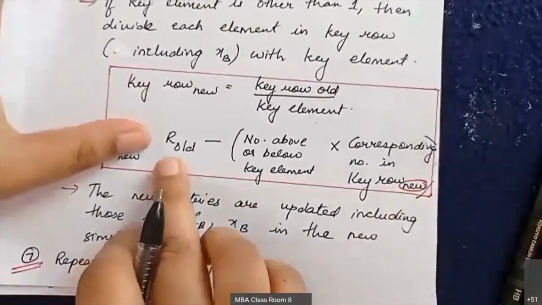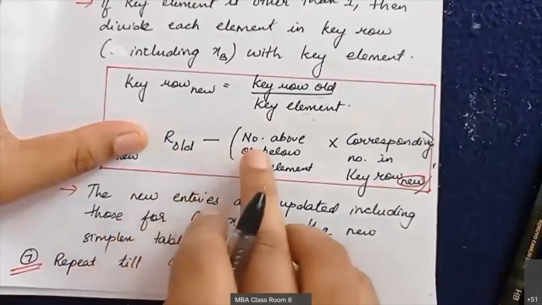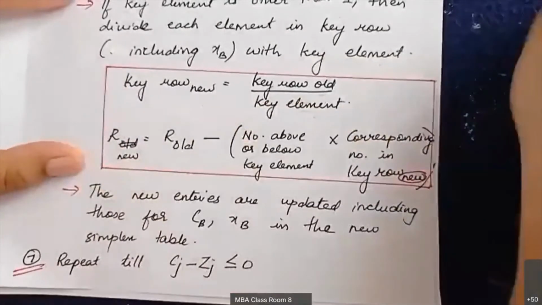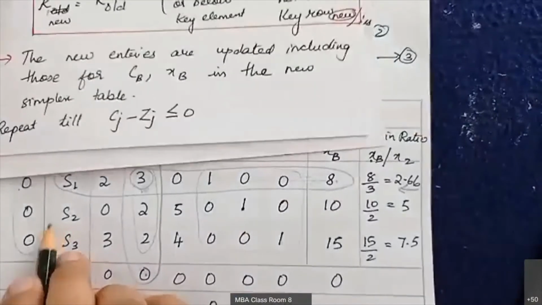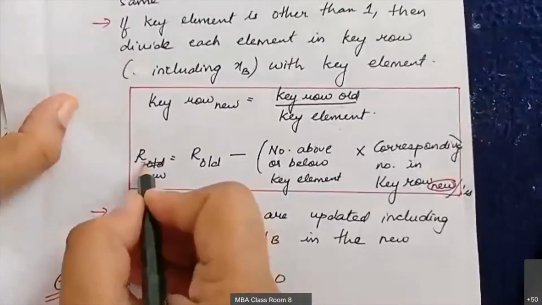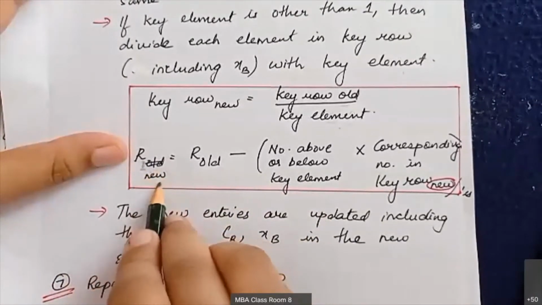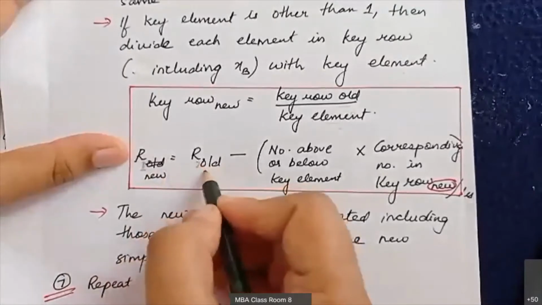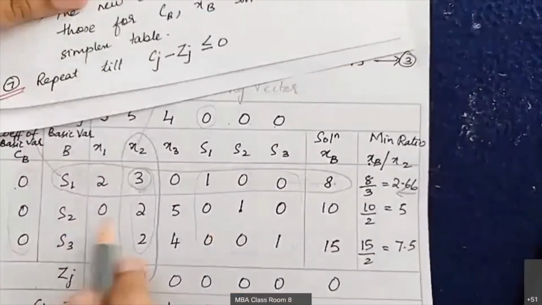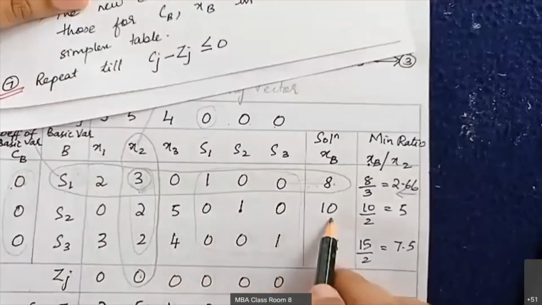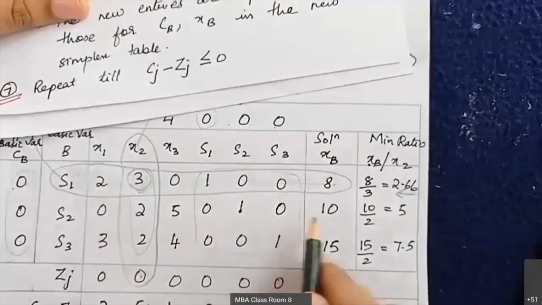This is R old minus number above or below the key element. Suppose I am considering row 2 here. I'm putting R2 here. How will R2 change? R2 new is equal to R2 old. What are the values of row 2? 0, 2, 5, 0, 1, 0 and 10. These are the numbers in row 2.